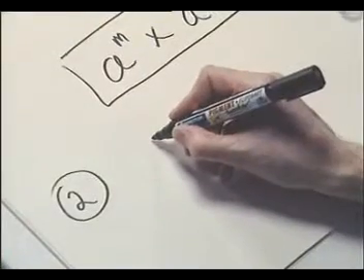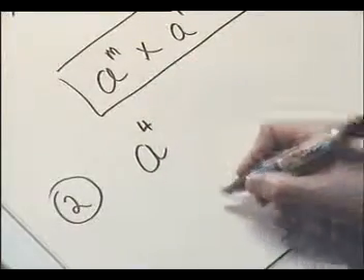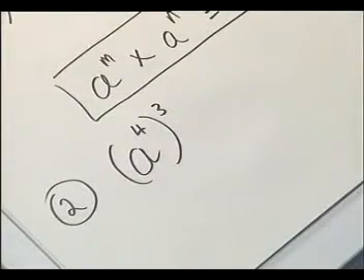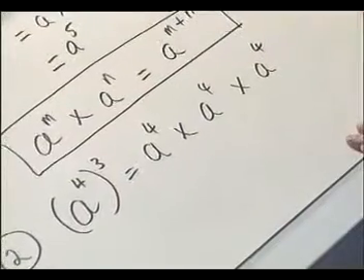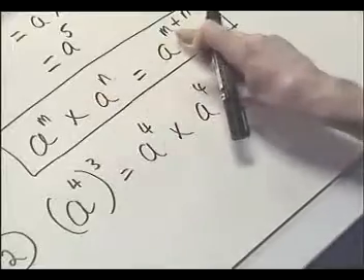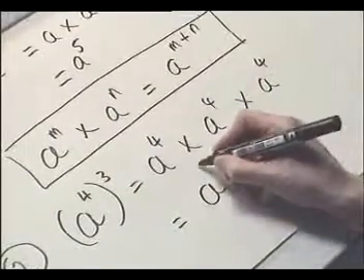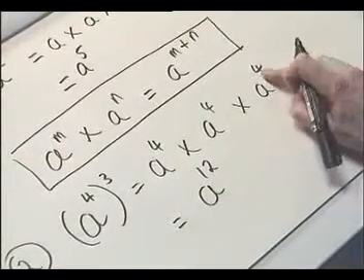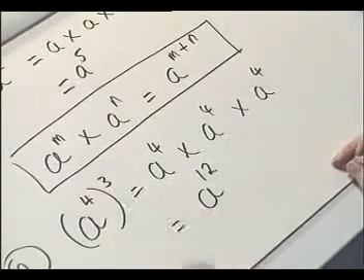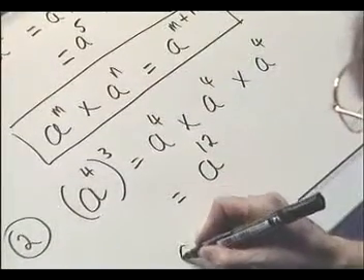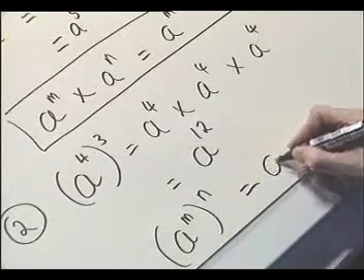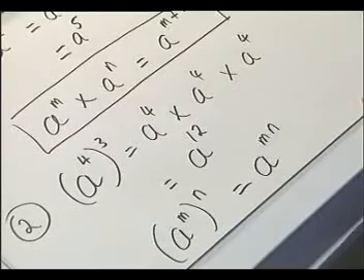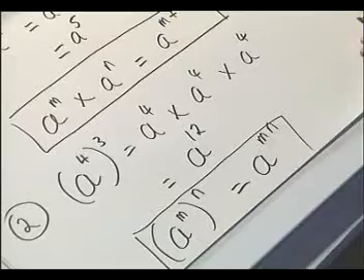Let's have a look at our second rule. We've already done something like this previously. Supposing we had a to the power 4, and we want to raise it all to the power 3. And we know what that means. It means a to the power 4 times by a to the power 4 times by a to the power 4. And our first rule tells us that we should add the indices together. So that's a to the power 12, 4 plus 4 plus 4. But 12 is 3 times by 4. So that suggests to us that if we've got a to the power m raised to the power n, then the result we get is by multiplying those two together. And that is our second rule.